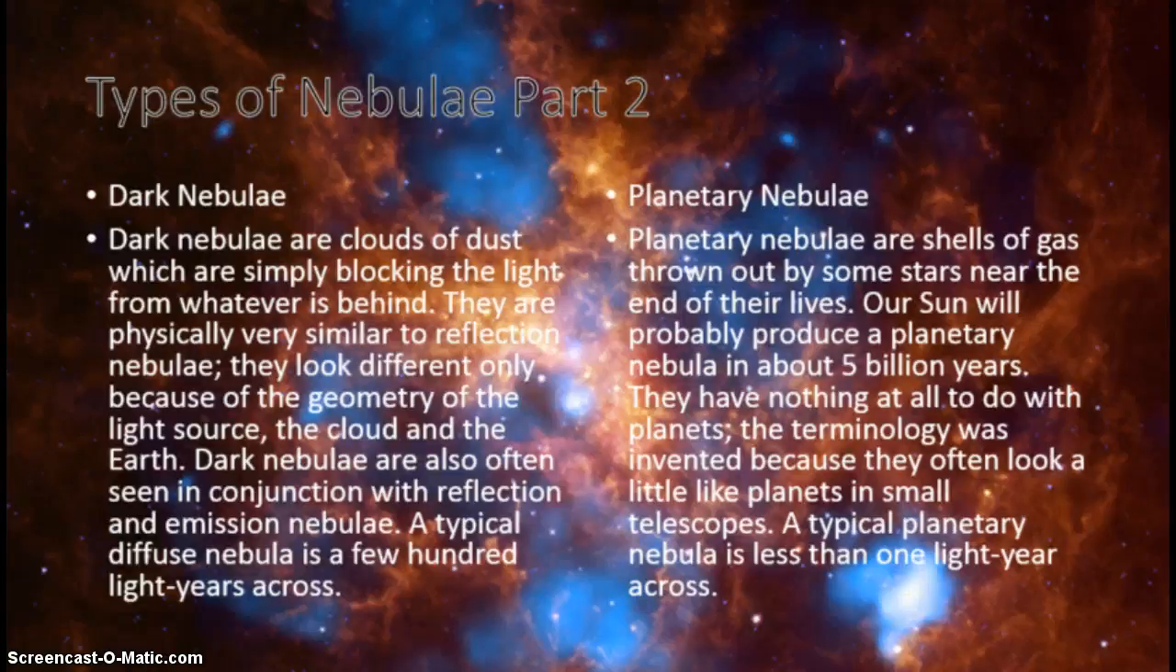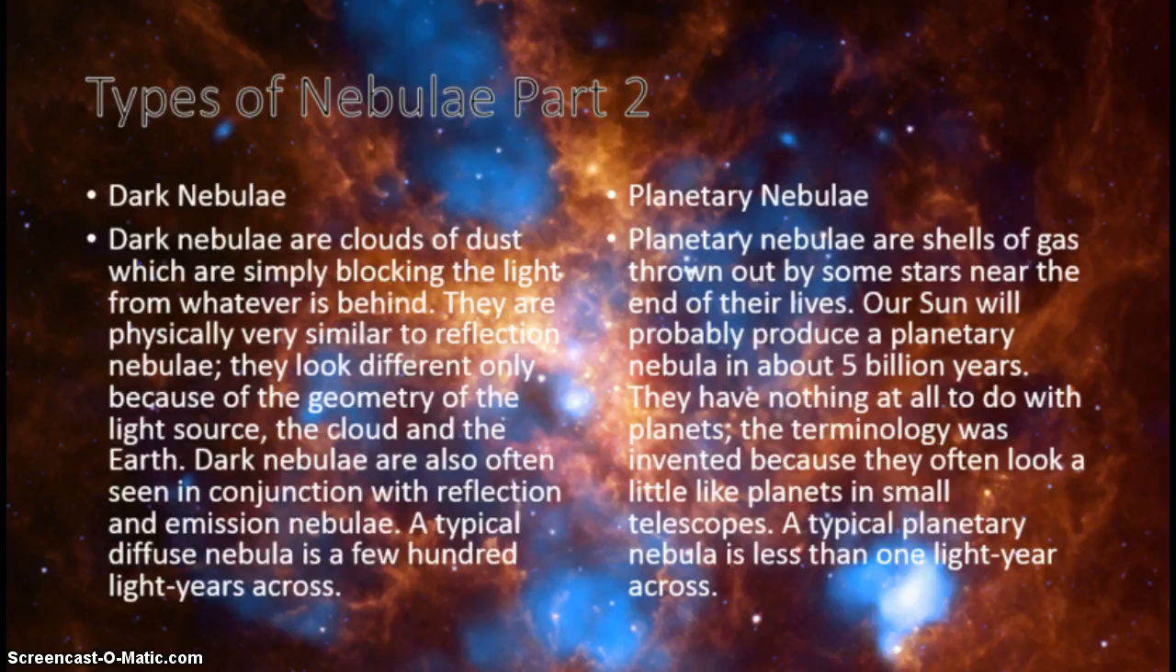They look different though, only because of the geometry of the light source, the cloud, and the Earth. Dark nebulae are also often seen in conjunction with reflection and emission nebulae. A typical diffuse nebula is a few hundred light years across.